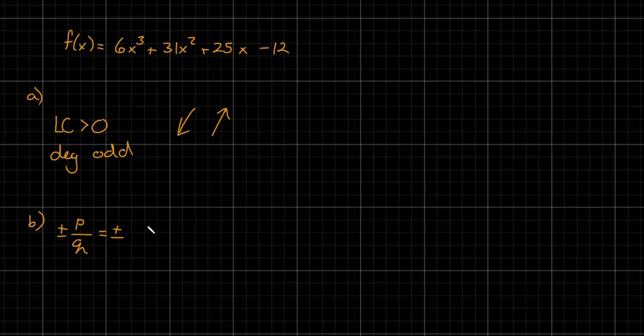Okay, so what are the factors of 12? Let's list them out. 1, 2, 3, 4, 6, 12. Okay, there's all my possible numerators. Divided by, what goes in the denominator? 1, 2, 3, and 6. Okay, if you stopped here, I'm good with it.